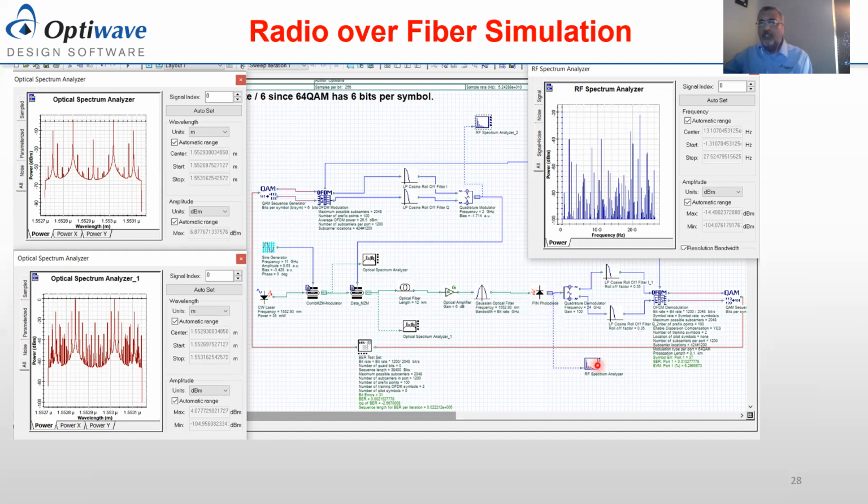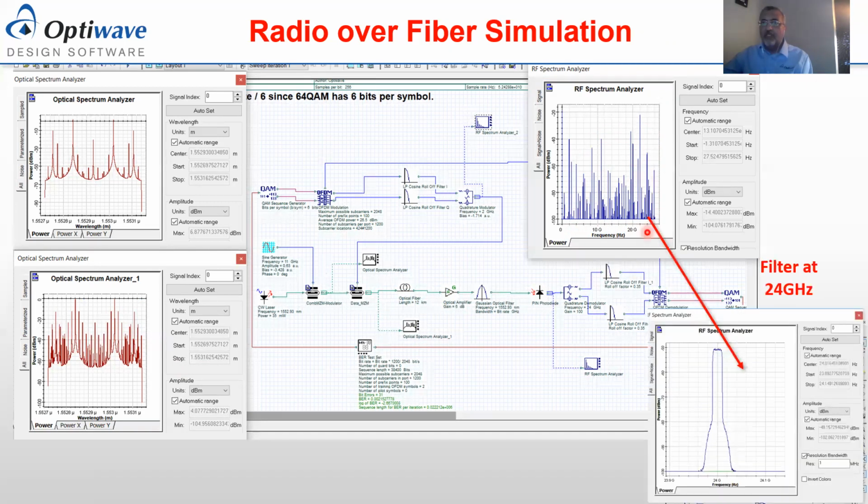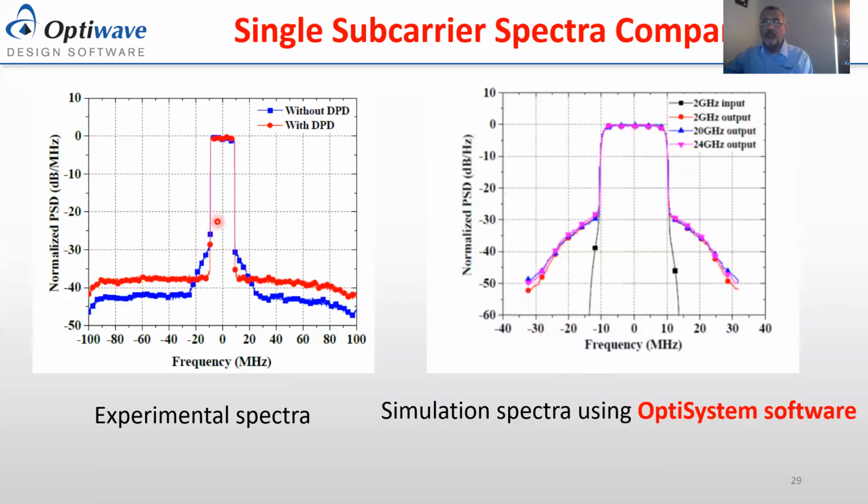Now at the output of the detector, there's beating happening, and this is the spectrum. You can see the data, as I mentioned, exists at 24 gigahertz, at 20 gigahertz, and at 2 gigahertz. And if you zoom on this signal here, as you can see, the 24 gigahertz spectra shows growth because of the nonlinearity in the system.